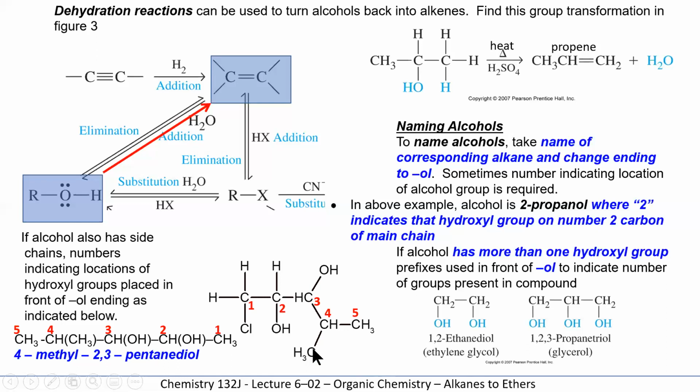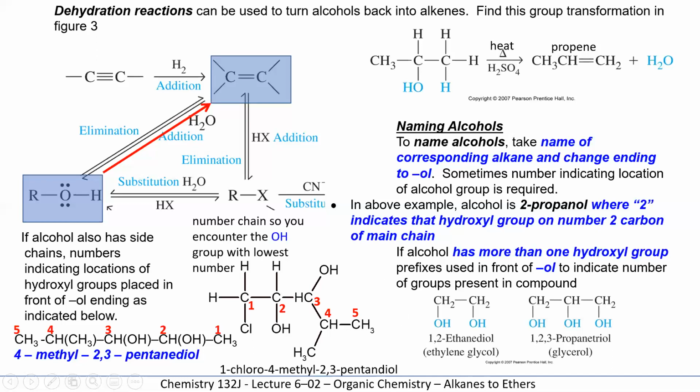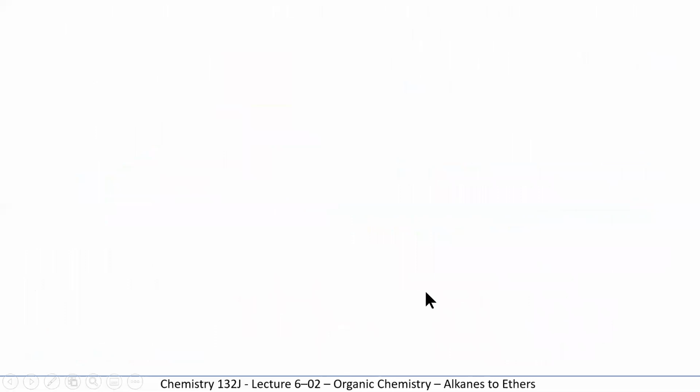So when we name this, we're going to alphabetize the chloro side chain and the methyl side chain. So now we're going to arrive at a name of 1-chloro-4-methyl-2,3-pentane-diol. 5 for pent, diol because there's two OH groups on the second and the third carbon.